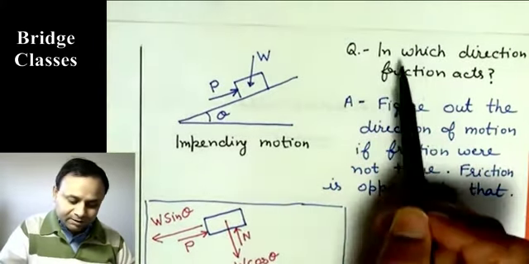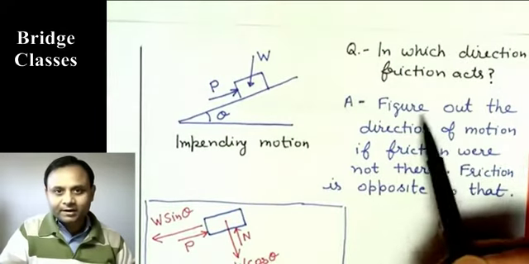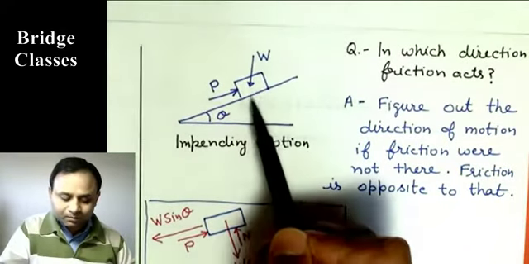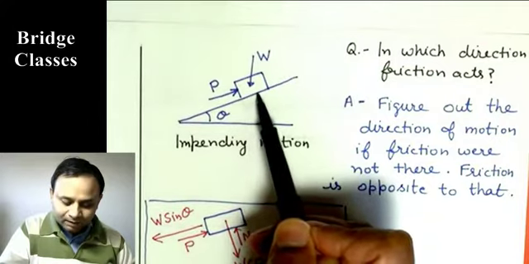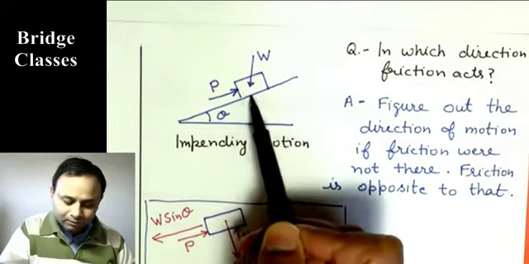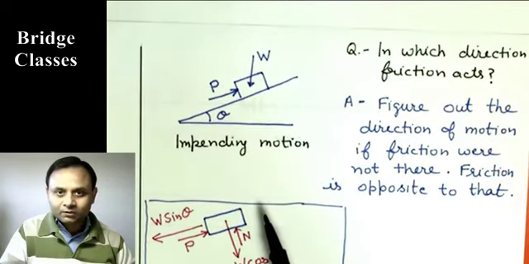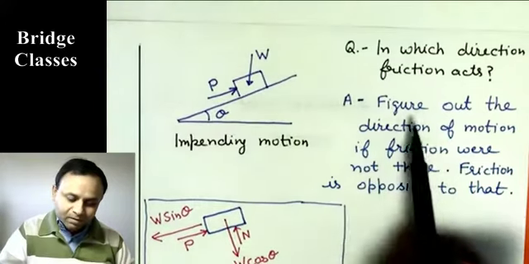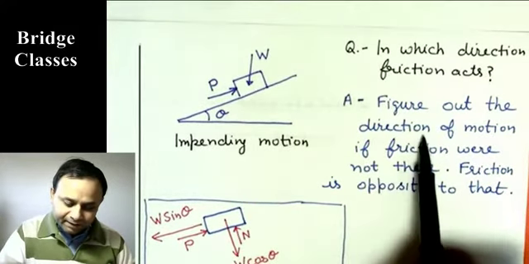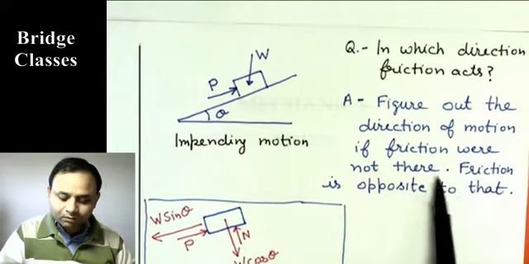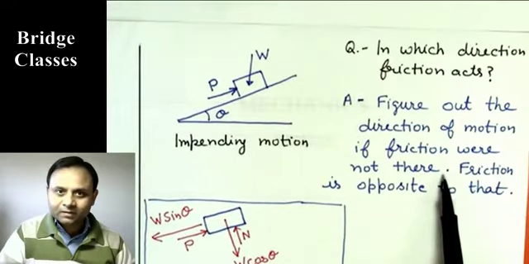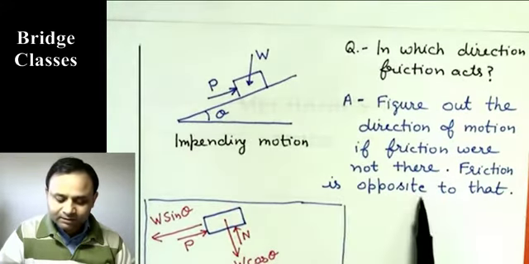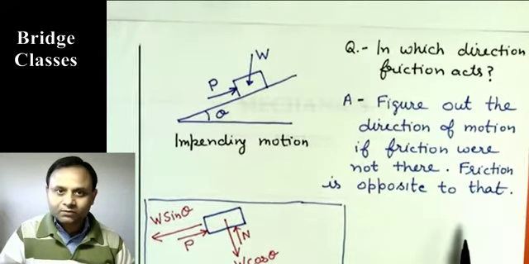But the question is, in which direction does this friction act? We don't know. It could act in the upward or downward direction. So we'll have to figure out in which direction it acts. And how do we figure that out? Figure out the direction of motion if friction were not there. So remove friction and see in which direction the body could have moved. Friction is going to oppose that. Friction acts opposite to that. So that's how we will get the direction.